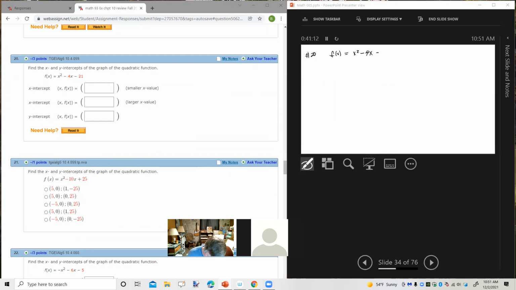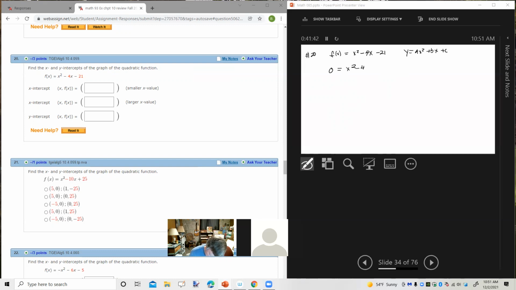Minus 4x minus 21. We're to find the x and y intercepts. Now this function is not in the form y equals a times (x minus h) squared plus k. It's in the form y equals ax squared plus bx plus c. To find x-intercepts, set y equal to 0. To find y-intercepts, set x equal to 0. So to find the x-intercepts, we set y, or f of x, equal to 0.